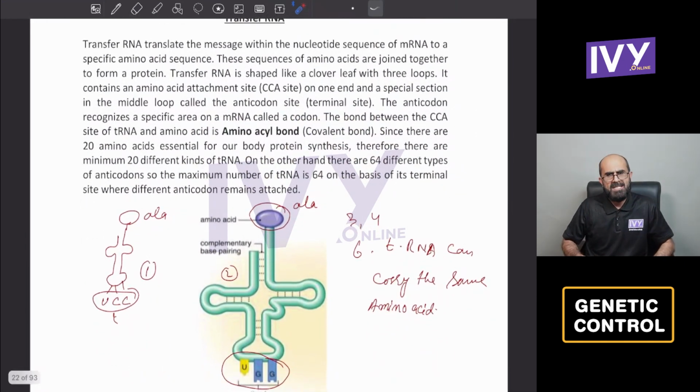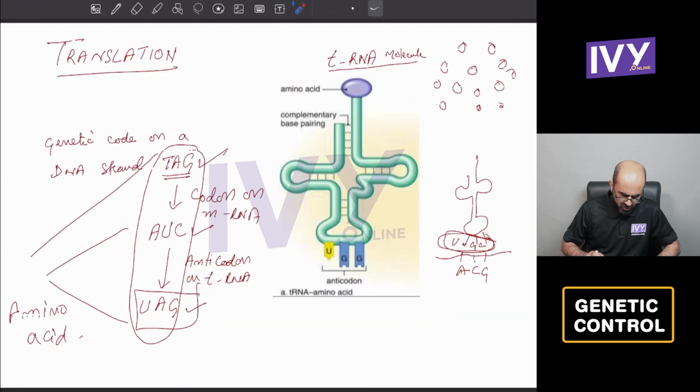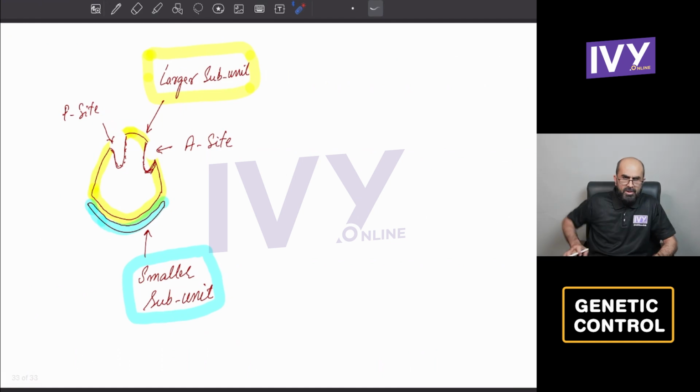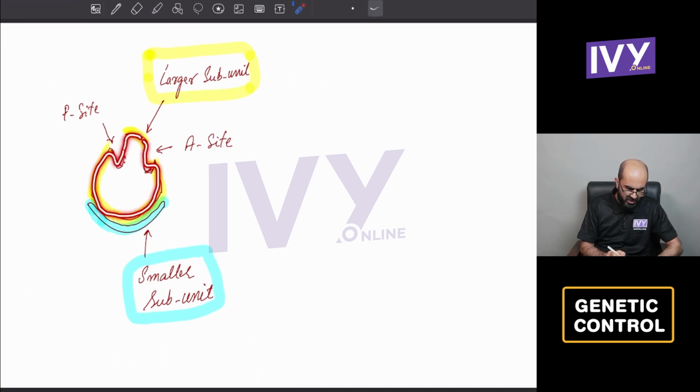Now, what about the next structure? The next structure is the ribosome. So let's see the story of ribosome here. This is the structure of ribosome, and ribosome is made up of two subunits. One is called the larger subunit, the yellow one, which I have shown here. And the smaller subunit is shown in green, light blue here.